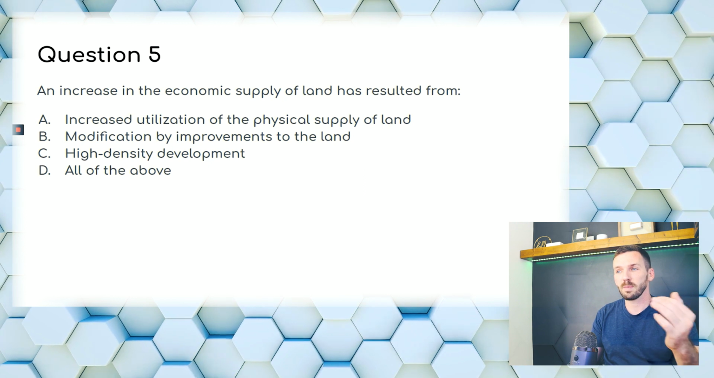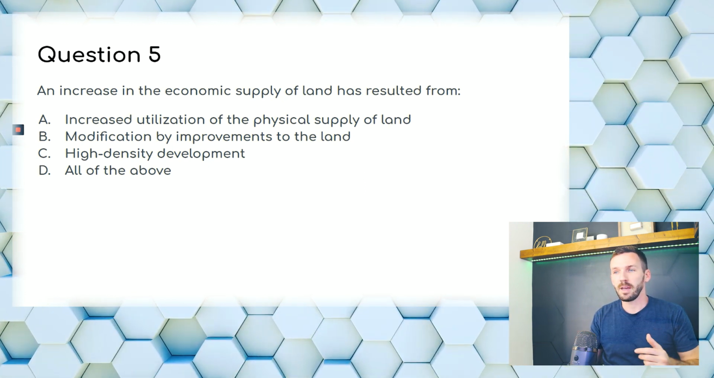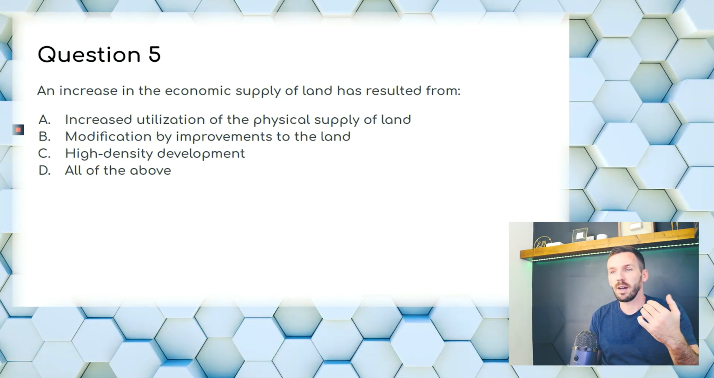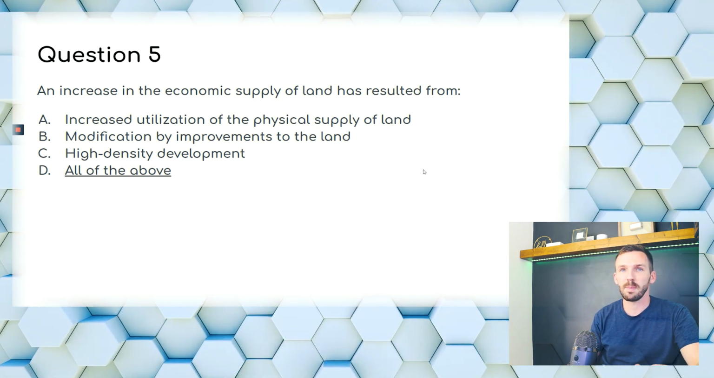So utilizing the supply of land better? Yes. This could be flattening out terrain or something like that. Modifying the land, it's really the same thing as A. High density will fit more houses. So the answer is D, all of the above.